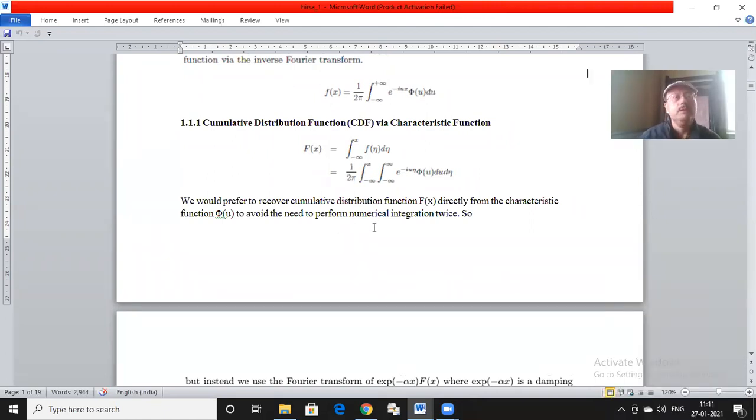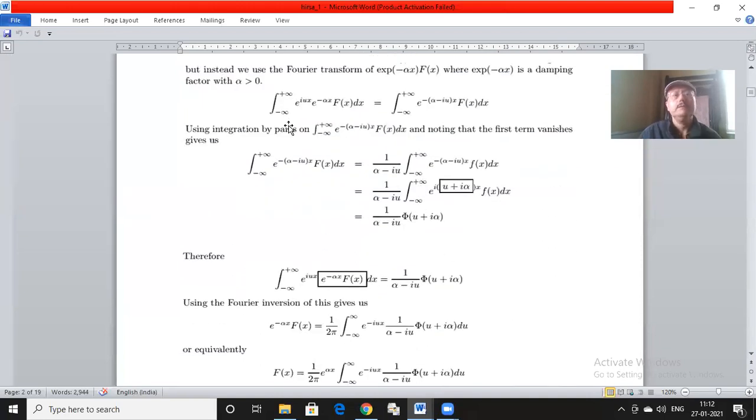So let me continue. We were at this point where we see that the cumulative distribution function can be recovered through a double integration of this characteristic function. I need a double integration. So that is not good, because double integration means numerical process applied twice, so all the approximation errors are accumulated. So what we really want is to find capital F directly from phi, but avoiding a double integration. That is always better.